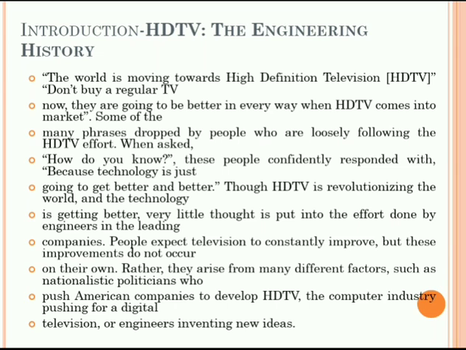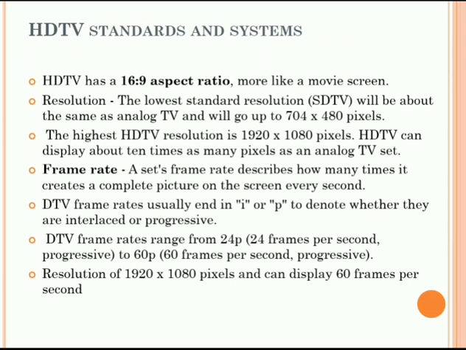Now let's move to the next point, that is HDTV standards and different systems related to HDTV. Let us see what the different HDTV standards are. HDTV has a 16:9 aspect ratio, which is more like a movie screen. The lowest standard HDTV resolution will be about the same as analog TV, that is 704 by 480 pixels. But the high definition HDTV resolution is 1920 by 1080 pixels.